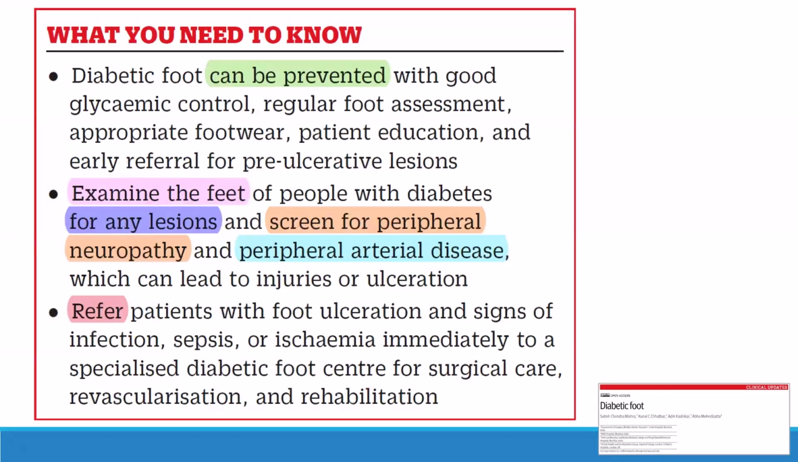So what you need to know: diabetic foot can be prevented by good glycemic control, regular foot assessment, appropriate footwear, patient education, and early referral for a pre-ulceration lesion. We should examine the feet of people with diabetes for any lesion and screen for peripheral neuropathy and peripheral arterial disease. Refer patients with foot ulceration and signs of infection, sepsis, or ischemia immediately to a specialized diabetic foot center for surgical care, revascularization, and rehabilitation.